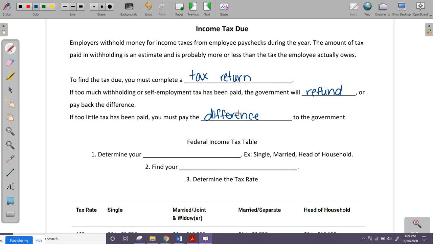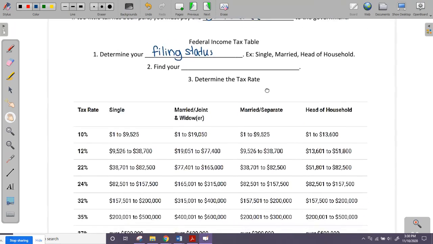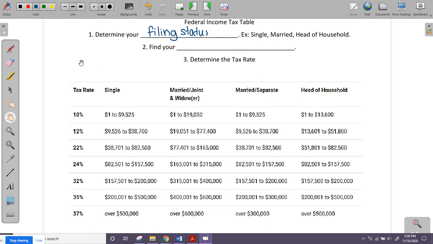So let's look at a federal income tax table. When you look at this table, you have to determine your filing status first. And your filing status is if you're single, if you're married, or if you're in the head of the household. Then you have to find your taxable income on the chart. Once you find your taxable income, depending on your filing status, you're going to take that tax rate.